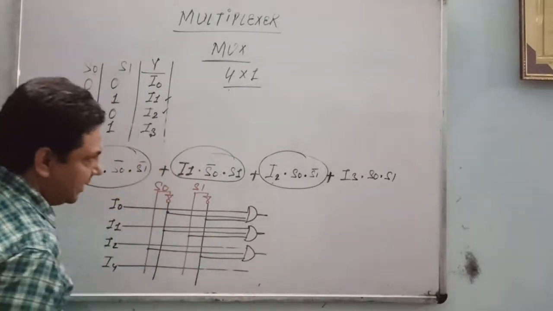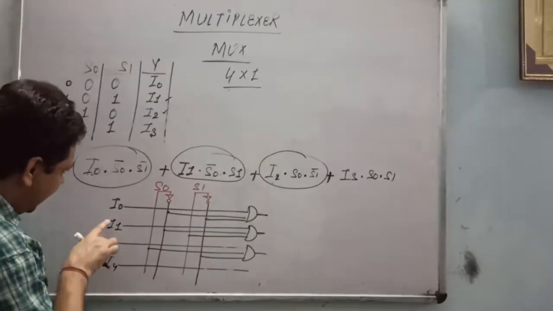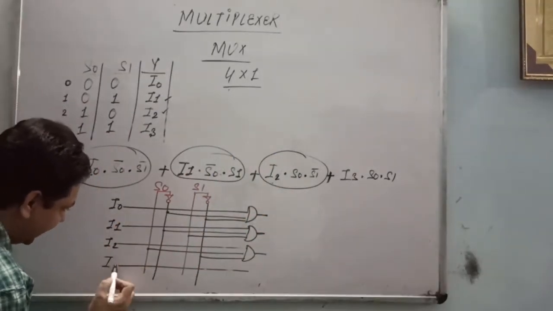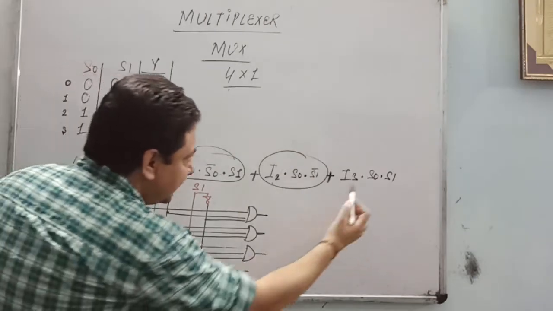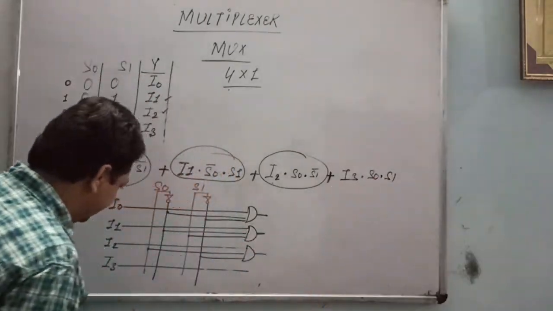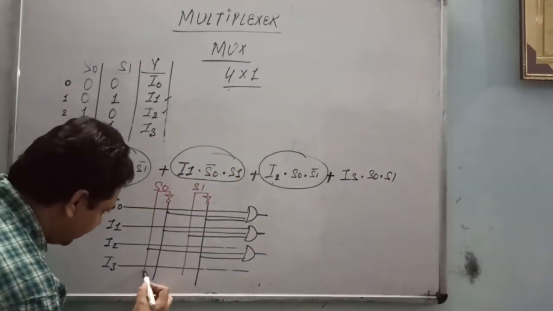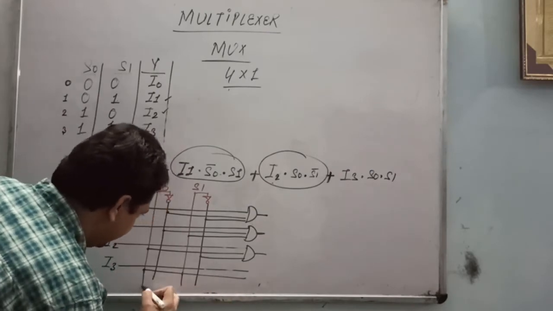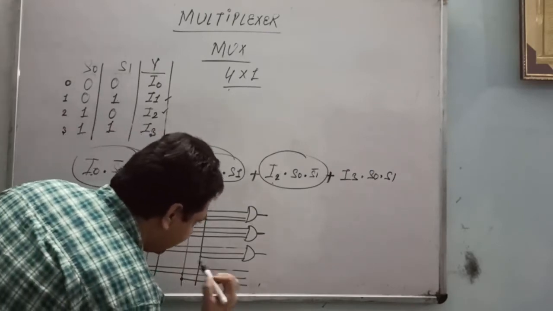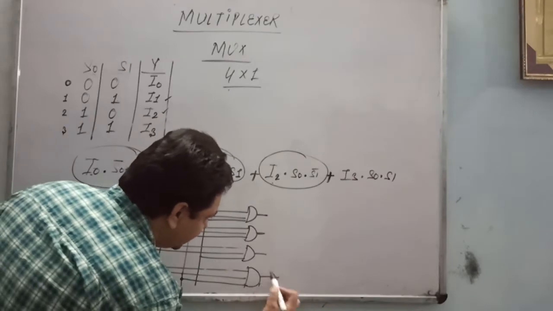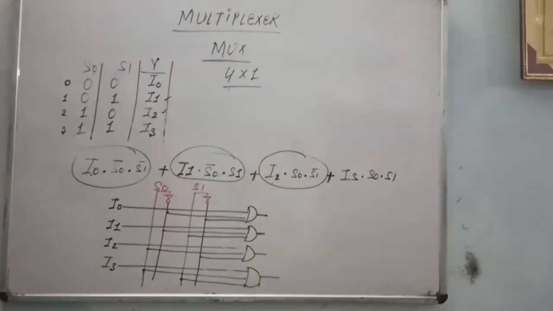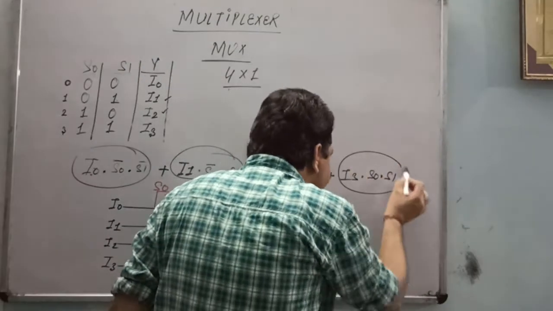And the AND gate is there. Here I3. I0, I1, I2. This will be I3. And after that S0, S1 are without complement. No problem. So we have to take this line, and we have to connect from this line. Finally, this is also constructed.